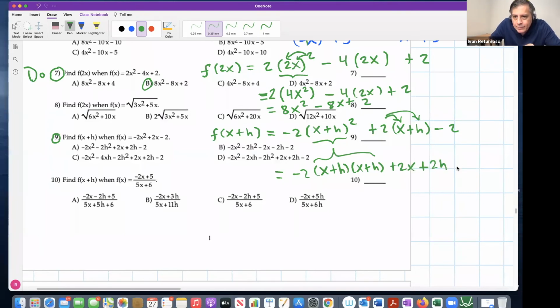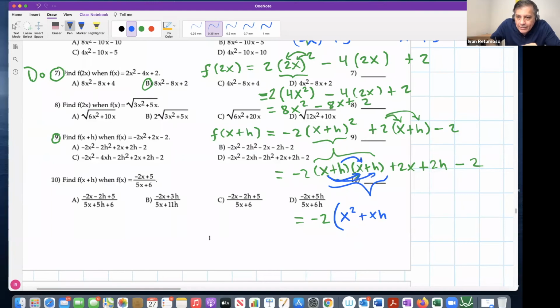Distributive property, minus 2. But now here is where the painful part is, the foiling out, right? And notice there is a minus 2 waiting there, so we gotta be careful. I would suggest using a big parenthesis here to deal with this part, okay? So look, x times x is x squared. x times h is xh.